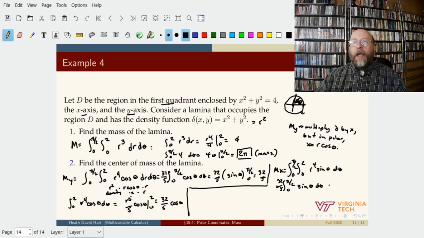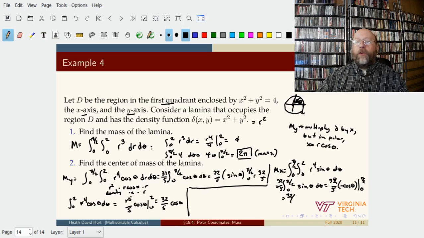And the integral of sine is negative cosine. And so we get 32/5, that's a 2, times negative cosine from pi over 2 to 0. Cosine of pi over 2 is 0. Cosine of 0 is 1. And so we get 0 minus a negative 1. And this also equals 32/5. These both turn out to be the same.